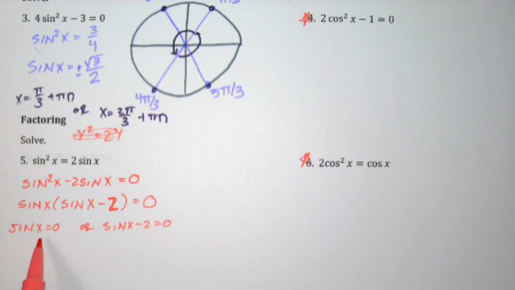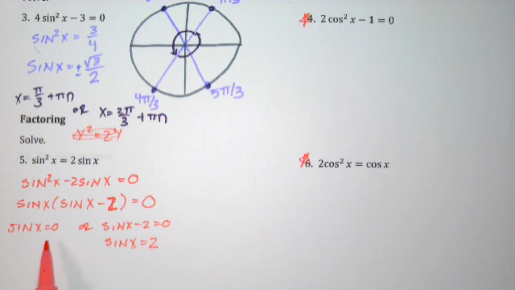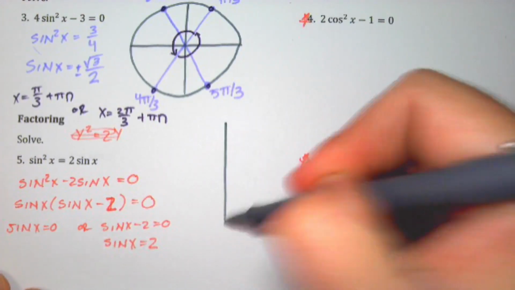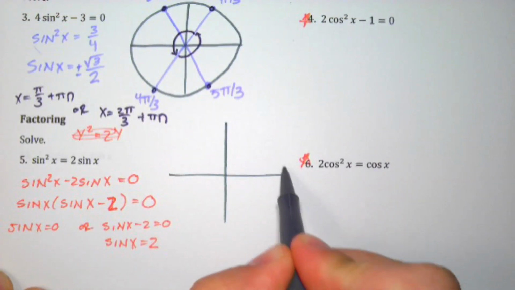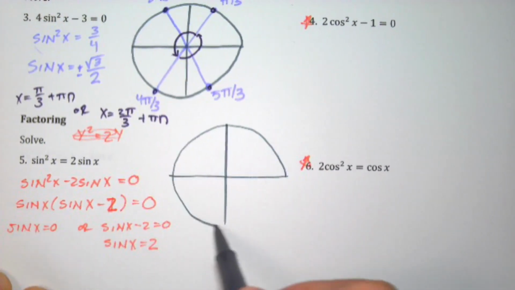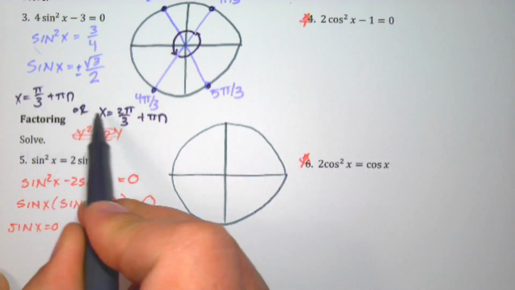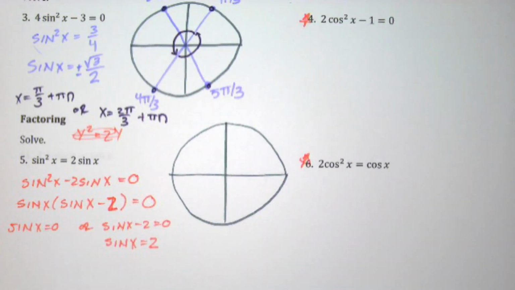So sine of x equals 0 is done. We'll work that in a second. And then we have sine of x minus 2, so I'm just going to solve for sine of x. So we're going to be looking at the unit circle. Where is sine giving us 0? And then where is sine giving us a 2? So I'll get a little unit circle sketched out for us, see if we've got any shorthand stuff we can do, like number 3, to write a little bit less out.